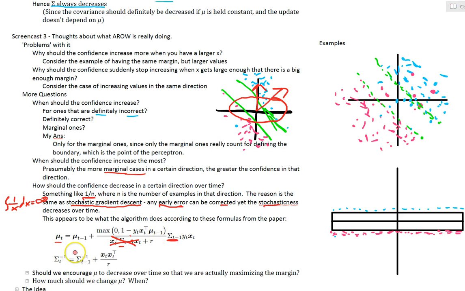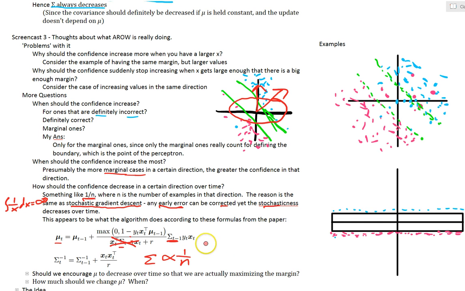Well, sigma inverse, we keep adding this. So if we keep adding this in the same direction, that means that sigma in that direction will be proportional to 1 over the number of updates in that direction, because assuming we do roughly the same update over and over, right? And so therefore our updates of mu in that direction will also be proportional to 1 over n. And so this seems to be exactly what this algorithm is doing to make sure that it always converges.